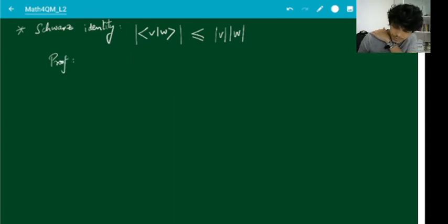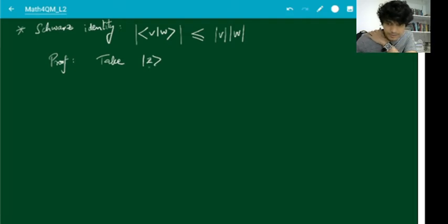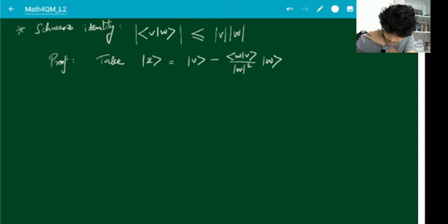So to prove this, okay, it's not a very intuitive proof. Like the starting step is not very intuitive. So just bear with me. I'll define some vector given by this ket z, which is v minus the inner product of w v over the norm of w squared times the ket w.